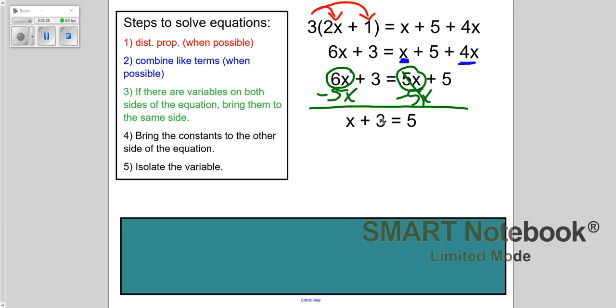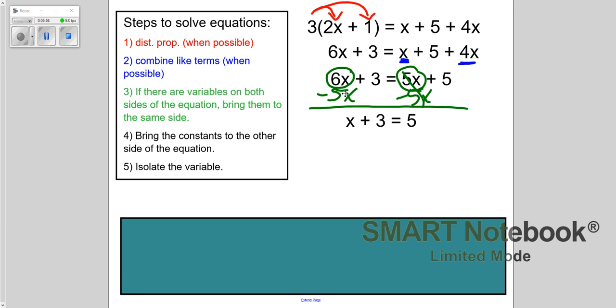And now most of you see this and probably know what to do. Now it's either a one-step or a two-step equation. But for those who don't remember, step 4, bring the constants to the other side of the equation. So whichever side you brought the variable to, you need to bring the constant to the other side, because you're trying to isolate the variable. You're trying to get the x on one side, in this case the left side, and you're trying to get all the numbers on the other side, in this case the right side.